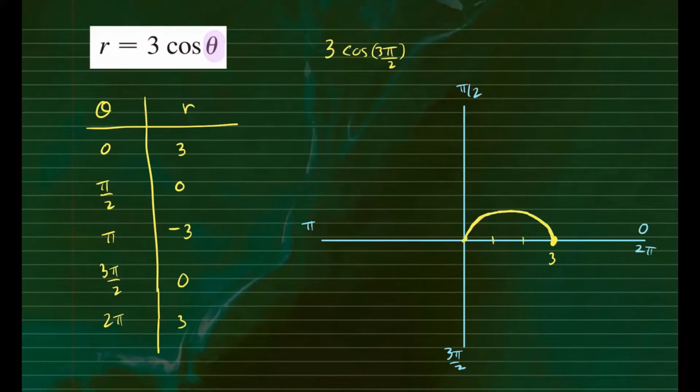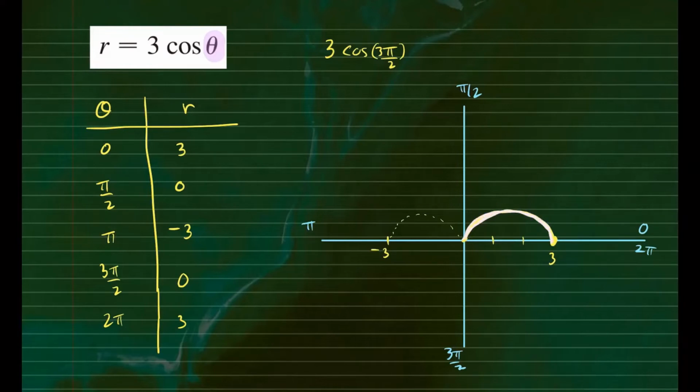And then when theta is pi, we're at negative 3. So instead of going in this direction, we're going to go in the opposite direction, this way. So we're back to that. So that's what it means for the radius to be negative. You go in the opposite direction.